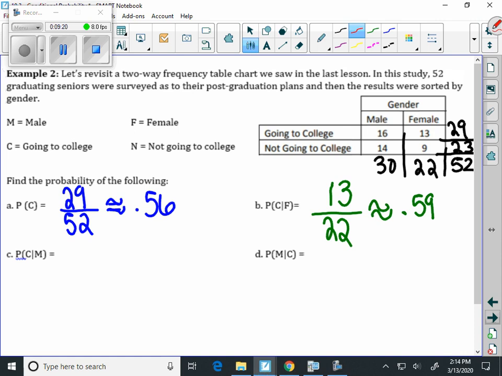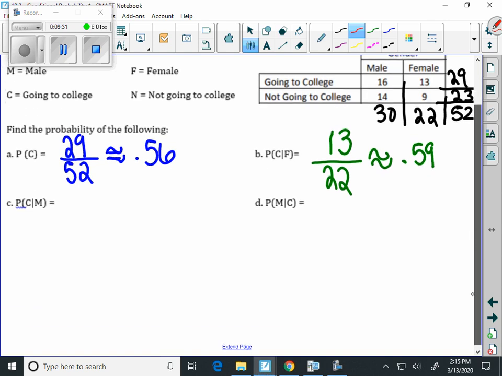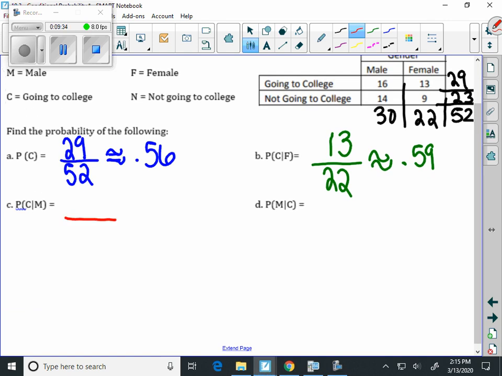What I want to stress again, what's listed second? So on part C, probability of C bar M, the M is listed second, so M is for males. Well, the males are going to go in the bottom. Well, we look at that, and what we see is that we've got 30 males. Well, now that we know that we've got 30 males, then out of those 30 males, how many are going to college? 16. And again, if I typed it in correctly, I got 0.53.